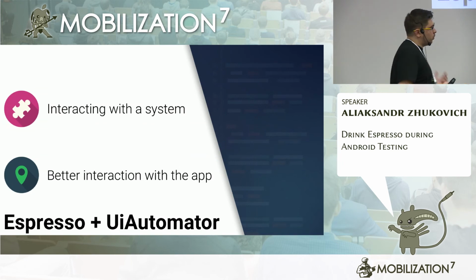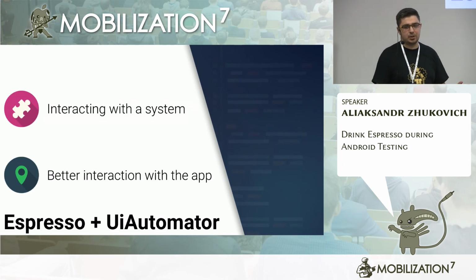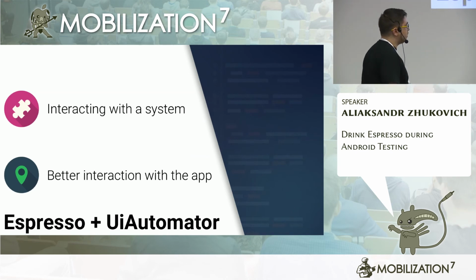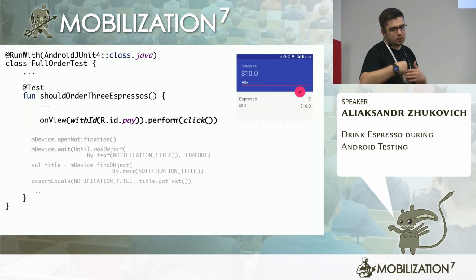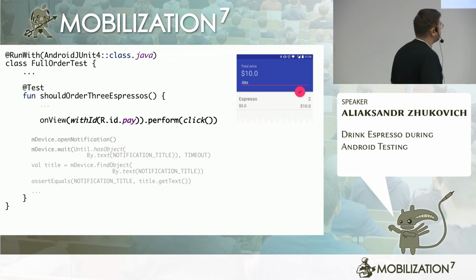Sometimes we would like to interact with dynamic permissions, notifications. It's impossible to test that with Espresso, but we can test it with UIAutomator. Here we have a sample where we start doing some actions with Espresso inside our application, and we are looking for the pay button and click on it.